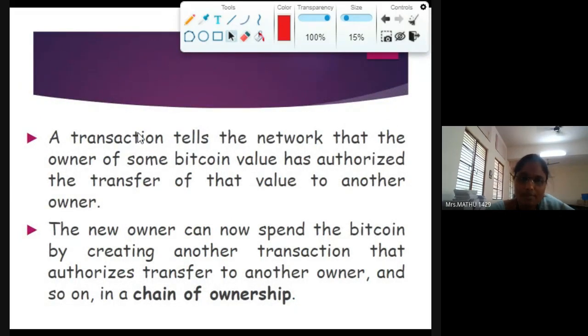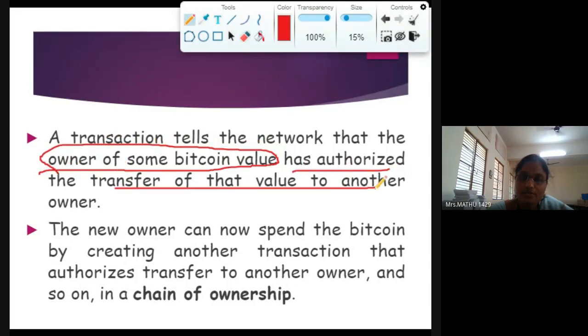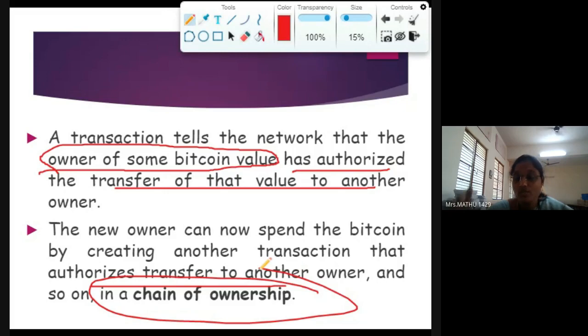When a transaction happens, it tells the network that the owner of some Bitcoin value has authorized the transfer of that value to another owner. For example, A gives to B, and now B is the new owner. The new owner can now spend the Bitcoin by creating another transaction, where he authorizes the transfer to another person, C. So this is a chain of ownership.